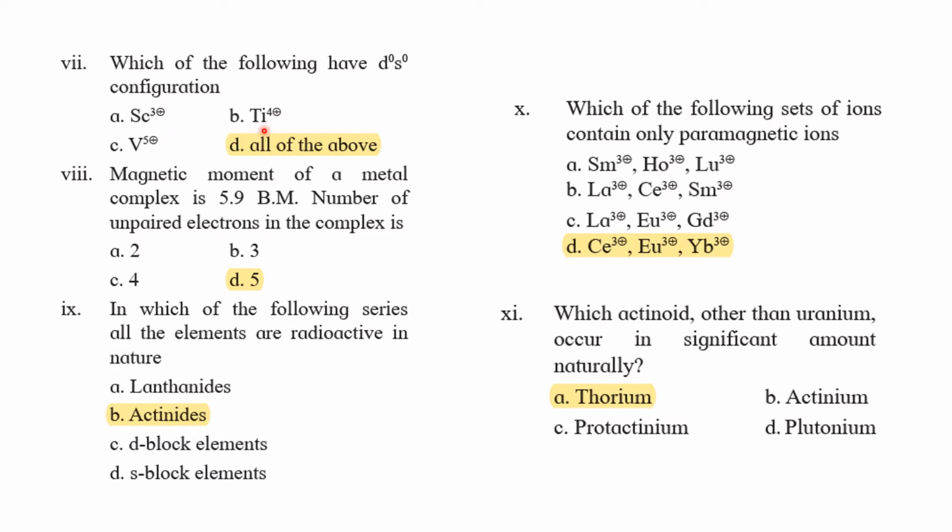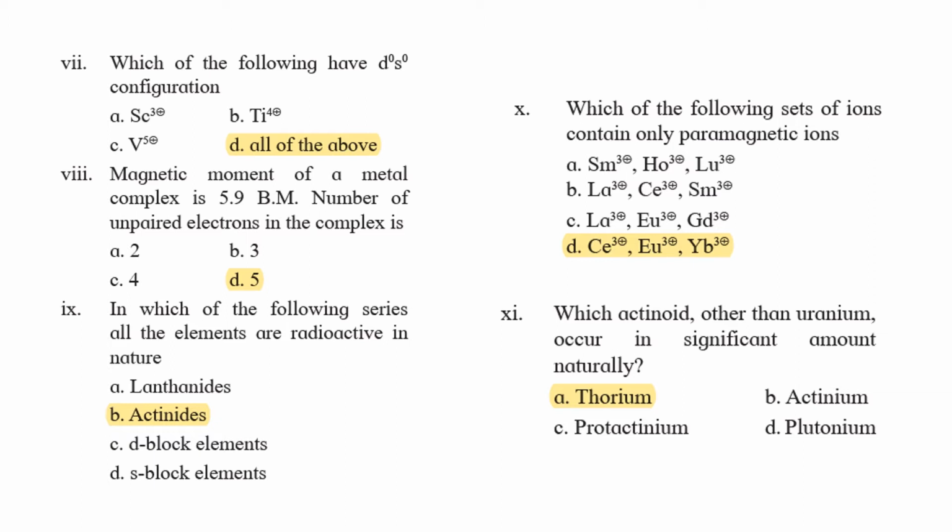Titanium has the electronic configuration d2 s2. When it is forming Ti4+, it will lose the 4 electrons from the d and s orbitals. And vanadium has the electronic configuration d3 s2. When it is forming the V5+ oxidation state, it will lose the 3 electrons from the d orbital and 2 electrons from the s orbital, and the electronic configuration becomes d0 s0. So the correct answer is option D. All Sc3+, Ti4+, and V5+ have the electronic configuration d0 s0.